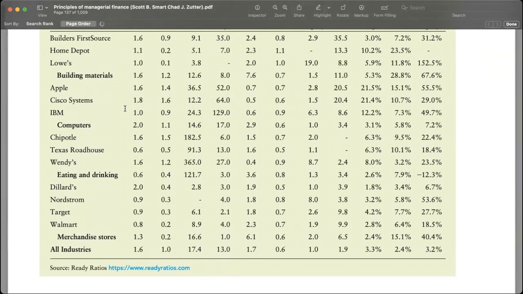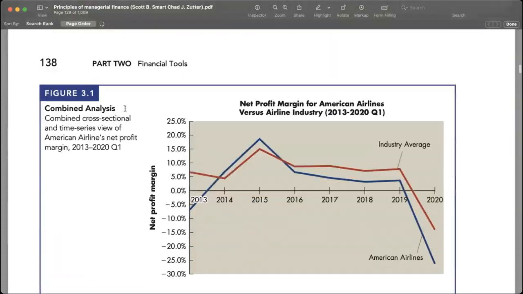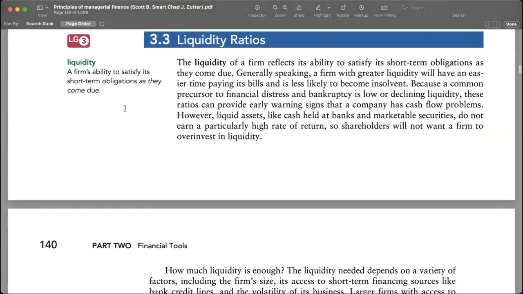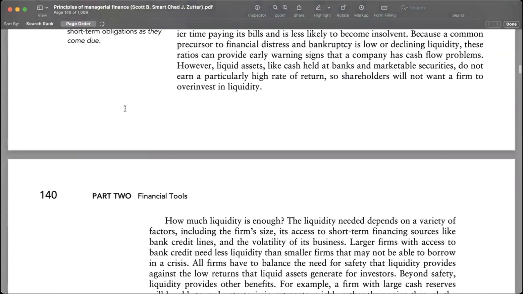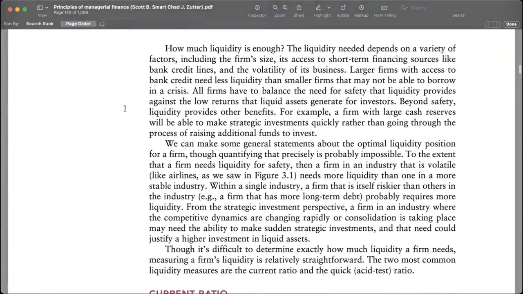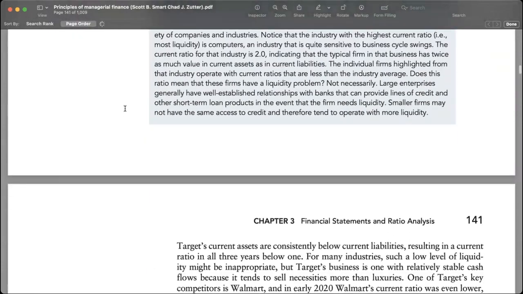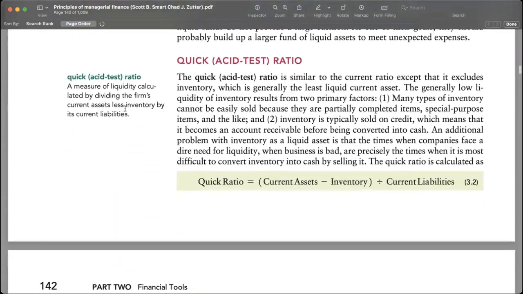Okay, so if you see that your ratio is below the industry average, then you can say we have to increase our liquidity, we have to increase our current ratio. If it is above the industry average, then you can suggest to decrease it. So same type of analysis for current ratio, but the formula is different. Quick ratio. The formula is different.